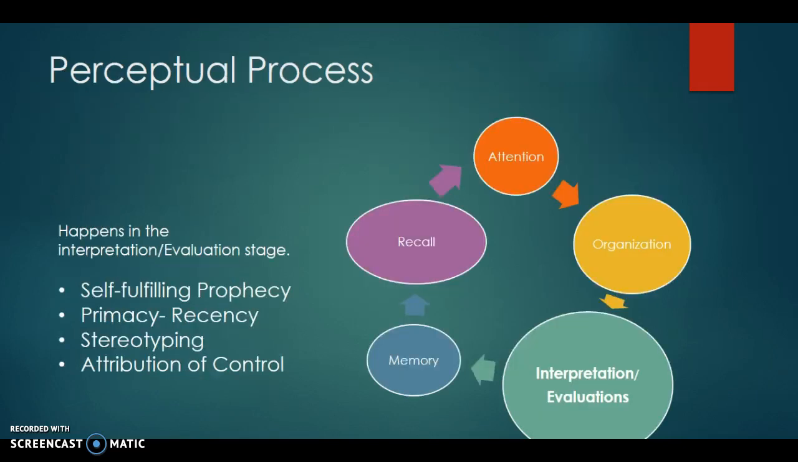So in our perceptual process then, how do we put these things together? How do we form these evaluations? You might remember from earlier in the chapter that this is our perceptual process: attention, organization, interpretation and evaluation, memory, and recall. The things I'm getting ready to talk about happen right here: interpretation and evaluation. What I'm going to cover now will be self-fulfilling prophecy, primacy, recency, stereotyping, and attribution of control.